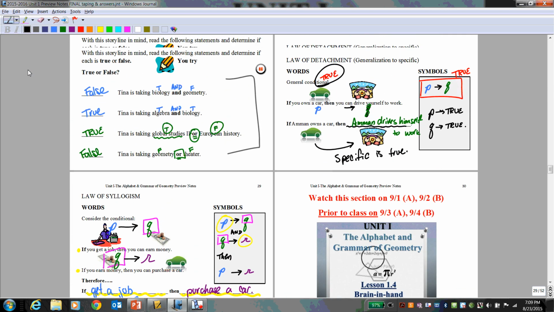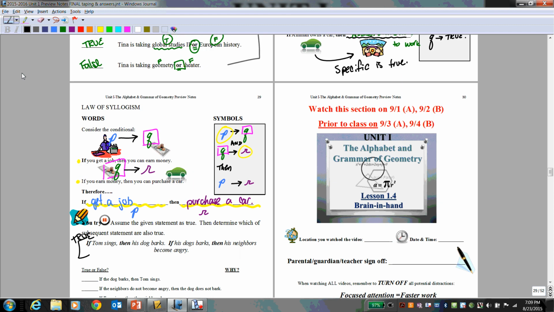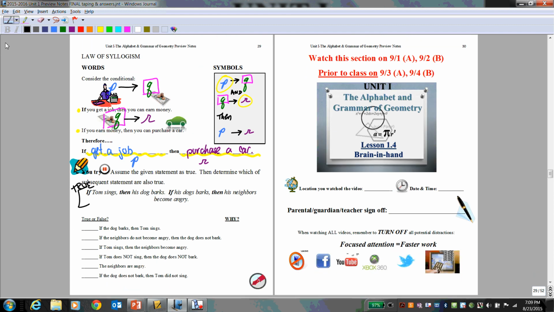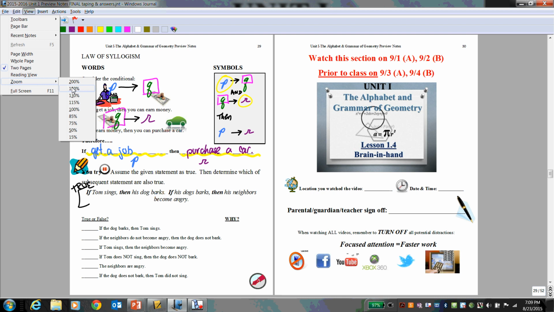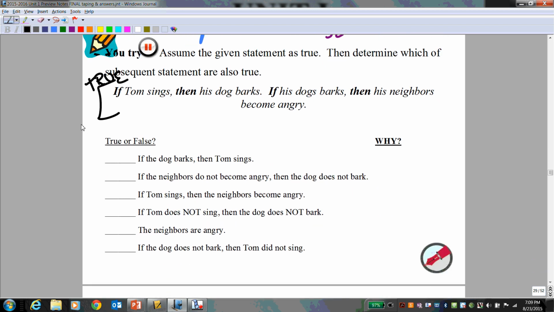Okay, we have three logic laws to work with here. One of them is the law of the contrapositive. The other is the law of detachment. Last one is the law of syllogism. Let's see what's going on here. I'm going to use colors and symbols here to make it easy to track, so I suggest you use colors as well. If Tom sings, I'm going to make that our P statement, then the dog barks. That's our Q statement. If the dog barks, there's our Q statement again, then neighbors get angry. There's an R statement.